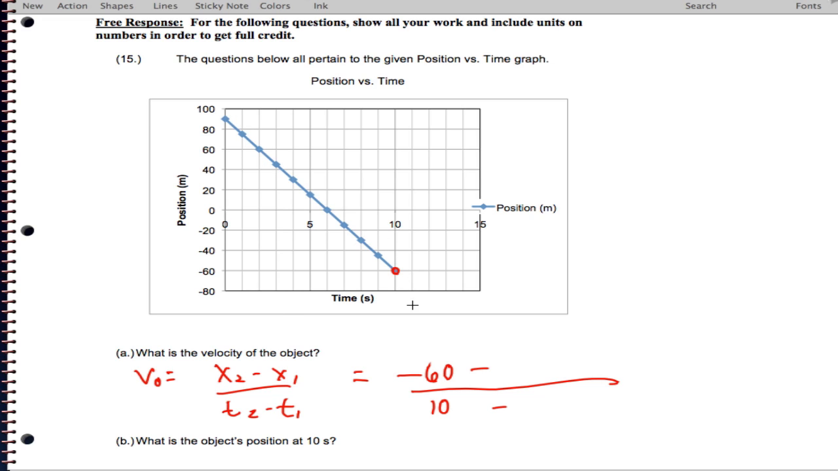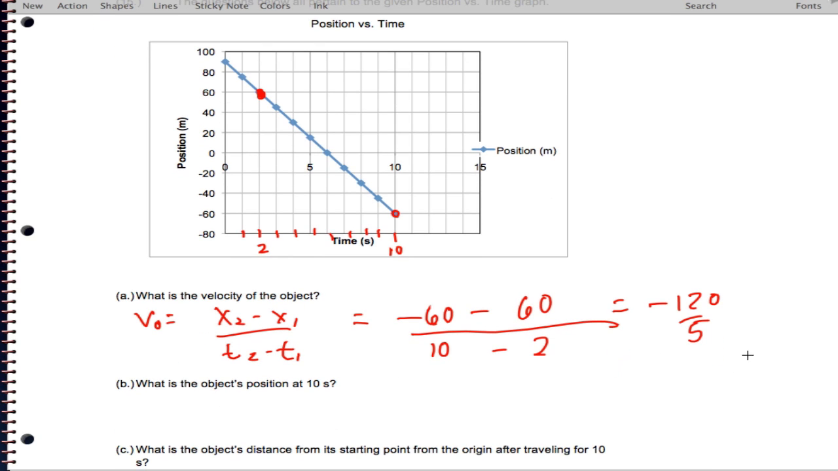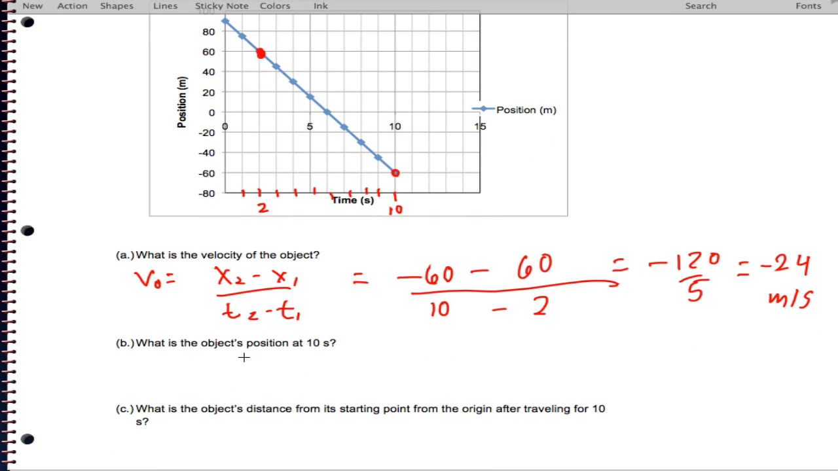And as I recall, I actually had this as 10 seconds. This is 1, 2, 3, 4, 5, 6, 7, 8, 9, 10. So I can actually see where my position is at 2 seconds right here. So I'm going to say that at 2 seconds, my position is in fact 60. So what I end up getting is negative 120 divided by 5. If I have this right, that's negative 24 meters per second. So with the object's position at 10, negative 60 meters.